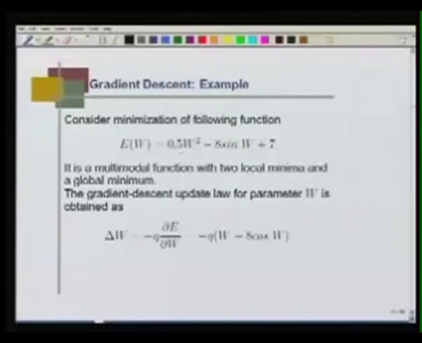E(W) is 0.5 W square minus 8 sin W plus 7. So, this is a nonlinear cost function. It is a multimodal function with 2 local minima and a global minimum. The gradient descent update law for parameter W is obtained as this. Delta W is minus eta del E by del W. If I differentiate this, I get eta times (2 into 0.5, which is 1) W minus 8 cos W, and the constant is 0.